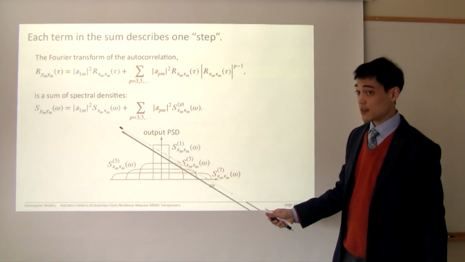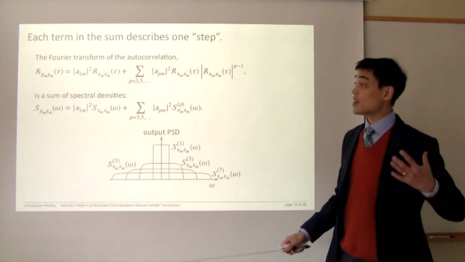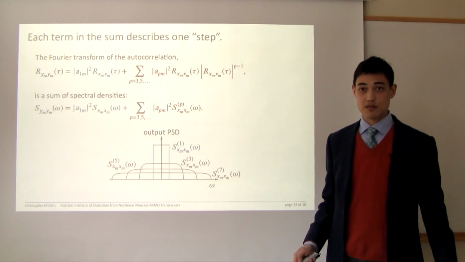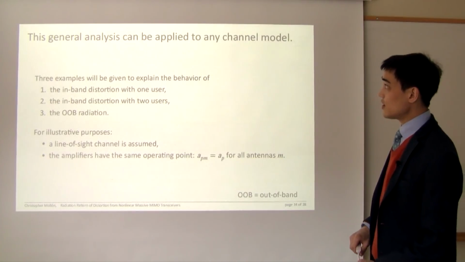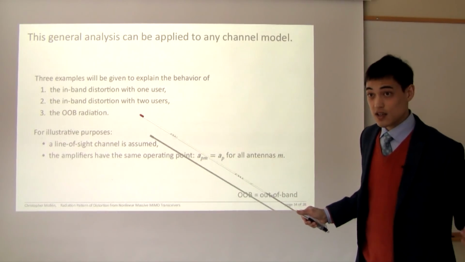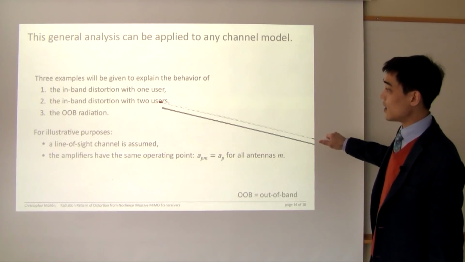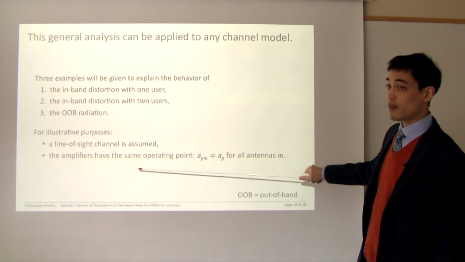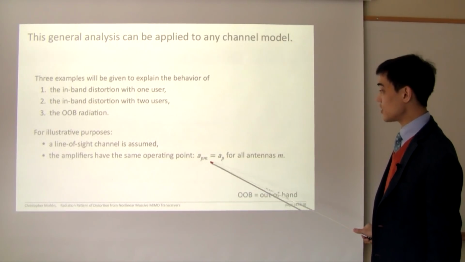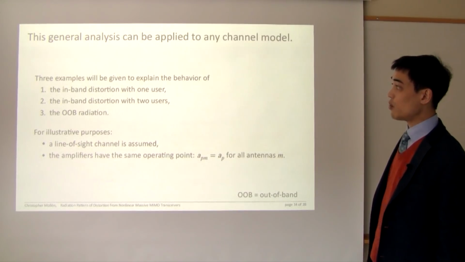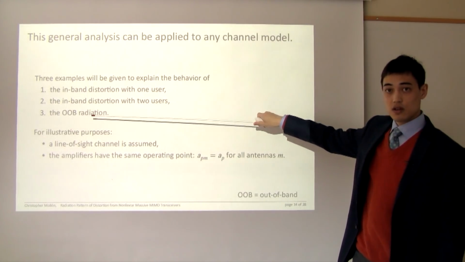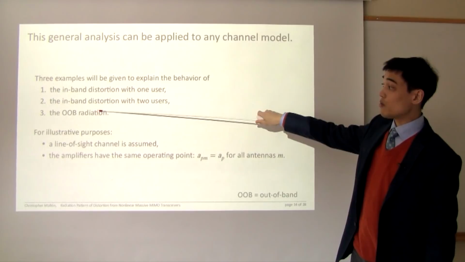So now that we have characterized the cross spectrum of the output signal from the array, we can analyze the radiation pattern in any setting. This analysis is fairly general and can be applied to any channel model. But to give some illustrative examples, we will look at a line of sight channel where all the amplifiers have the same linearity characteristics. That means that these Hermite coefficients are the same for all antennas. And we will look at 3 different examples. The first 2 will be looking at the in-band distortion, and the last example will be studying the out-of-band radiation.